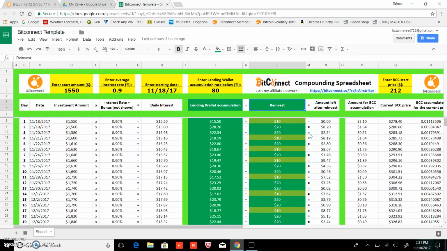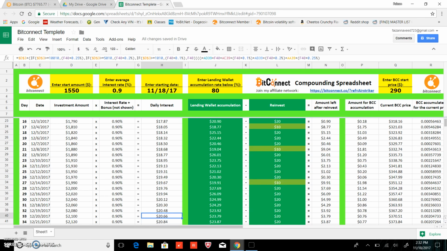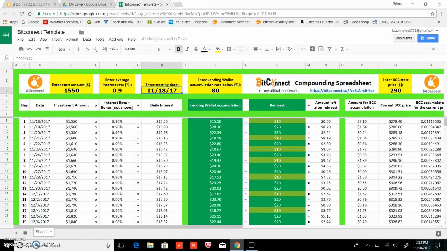And then you write also the date that you're starting at and the BitConnect price. I'm going to actually put it at around, let's say it's around 290. And I'll change that. And there you go. In a few seconds, they'll all change the numbers. And as you can see, if you keep reinvesting, this is how much money you should end up with.